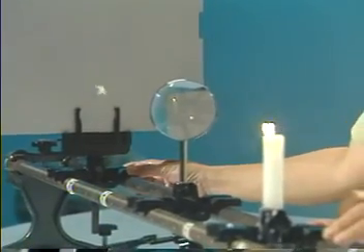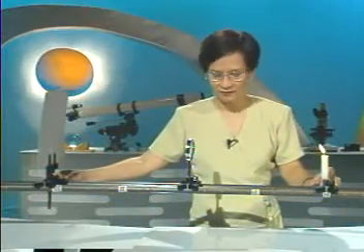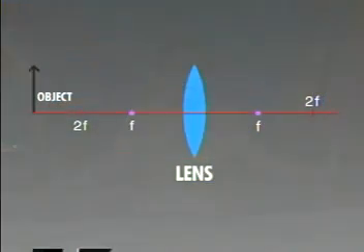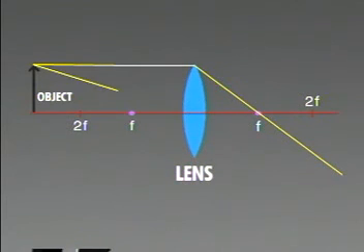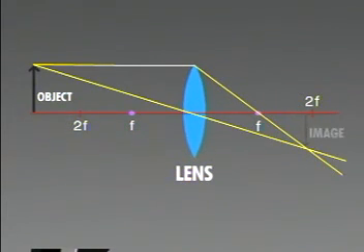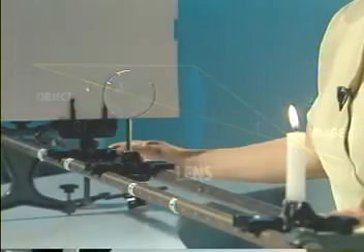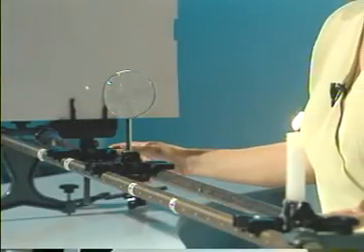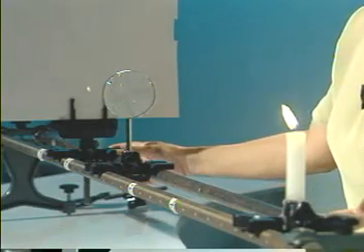Okay, so we observe that when the object is at a distance greater than the focal length, such as this position, the image on the screen is inverted and smaller than the object and nearer to the lens than the object. The image is real because the refracted rays actually fall on the screen to form the image.